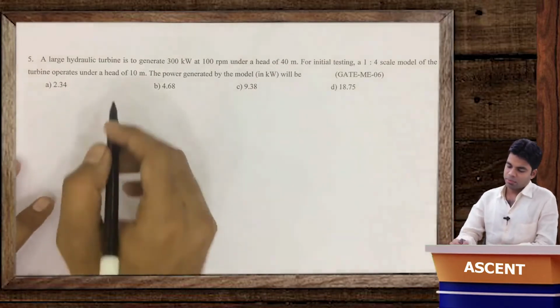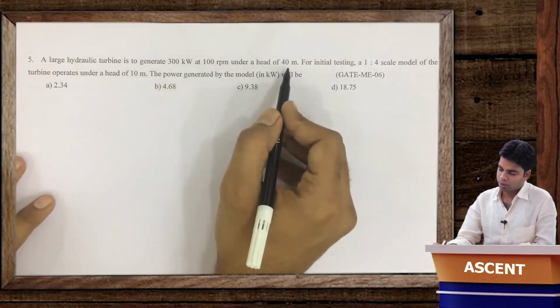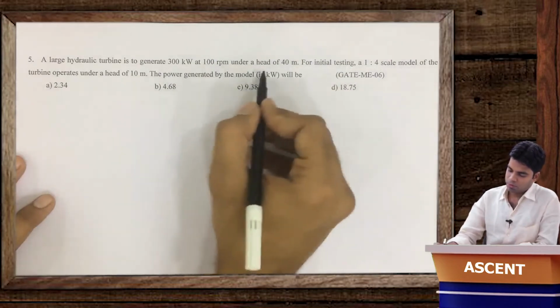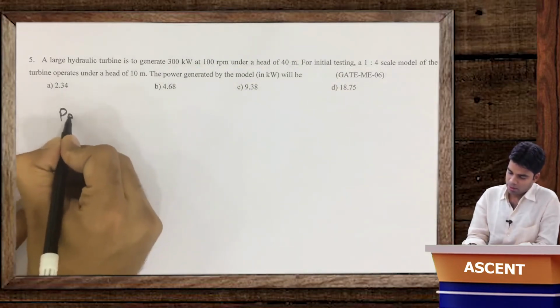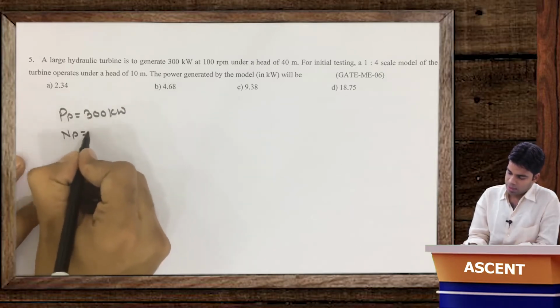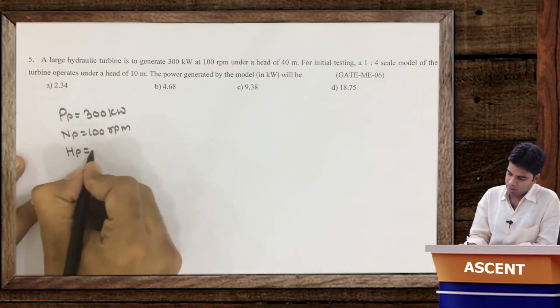A large hydraulic turbine is to generate 300 kilowatt at 100 rpm under a head of 40 meter. That means for this prototype, power is given as 300 kilowatt, N is given as 100 rpm, and head is given as 40 meter.